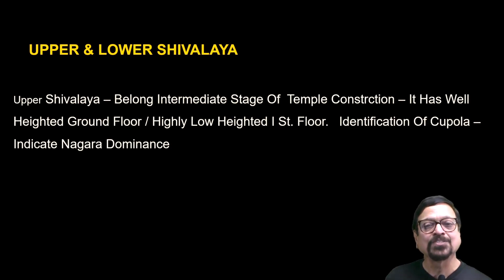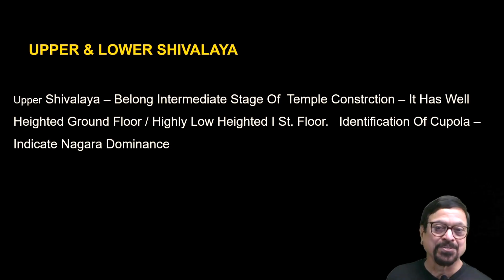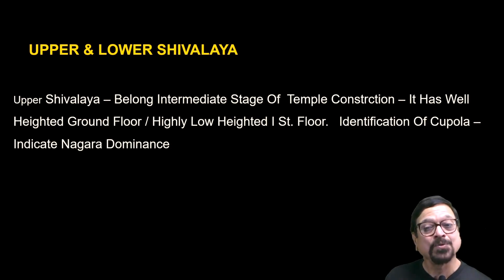Earlier, we have seen caves, then we have seen structural, then we have seen how they change in structural, and in our lectures, we have seen in how many styles they developed, how the Dravidian style and Nagara styles were combined, and here also we will find the same experience. Now, the Upper Shivalaya belongs to the intermediate stage. Okay. That means from cave temple to the structural temples.